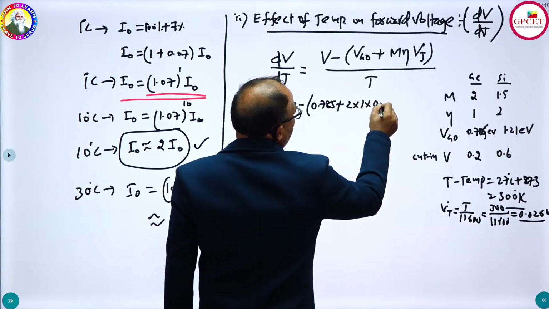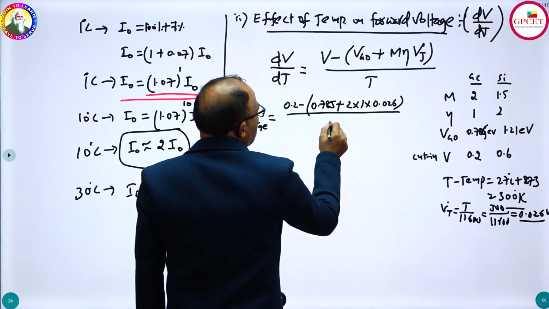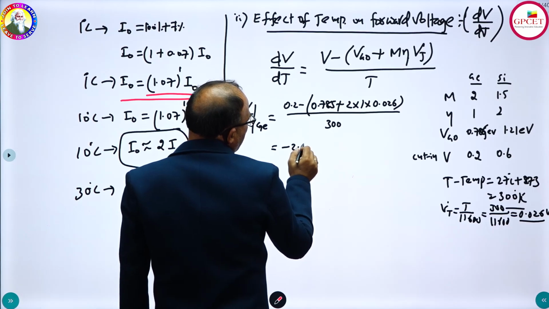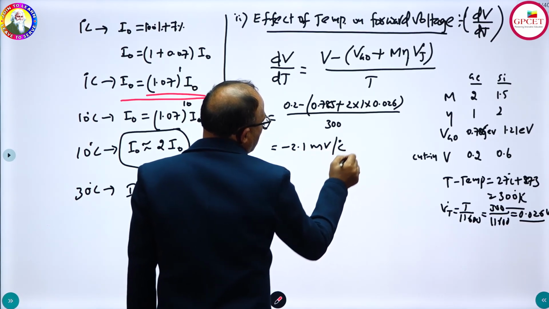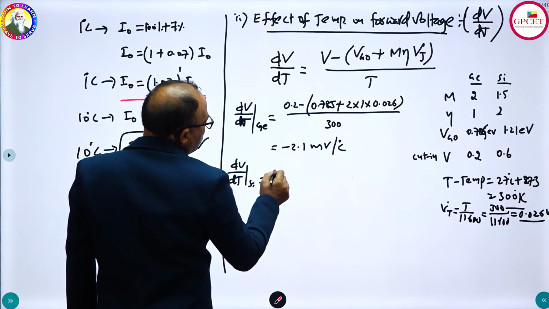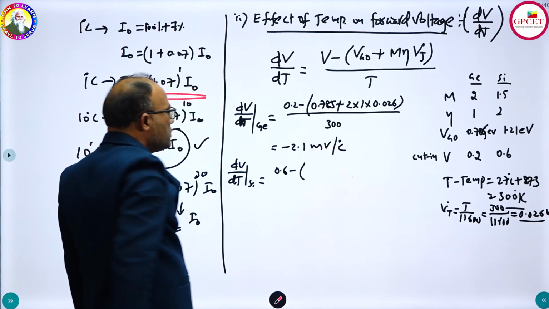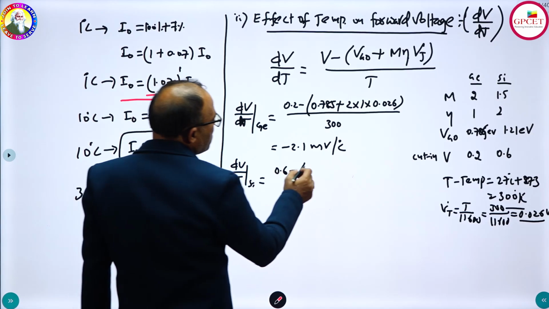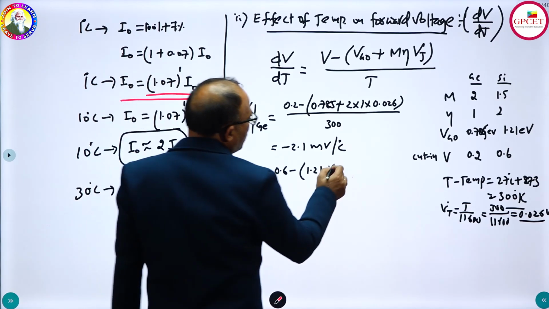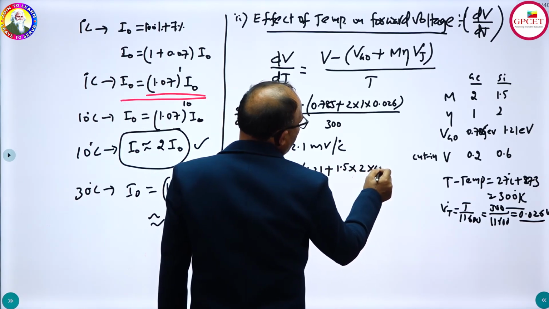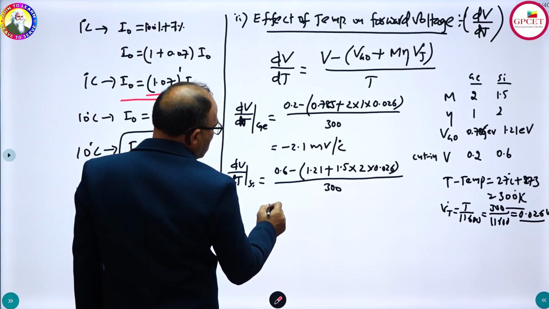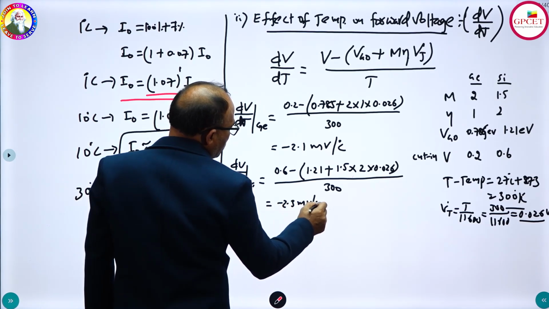So substitute the Vt value 0.026, whole divided by temperature T, 300. You get a value of minus 2.1 millivolts per degree C. Similarly, if you apply for dV by dT for silicon, you get 0.6 volts. The same formula applies with silicon values: 0.6 minus 1.21 plus M value 1.5 into eta value 2 into 0.026, whole divided by 300. You get an answer of minus 2.3 millivolts per degree C.